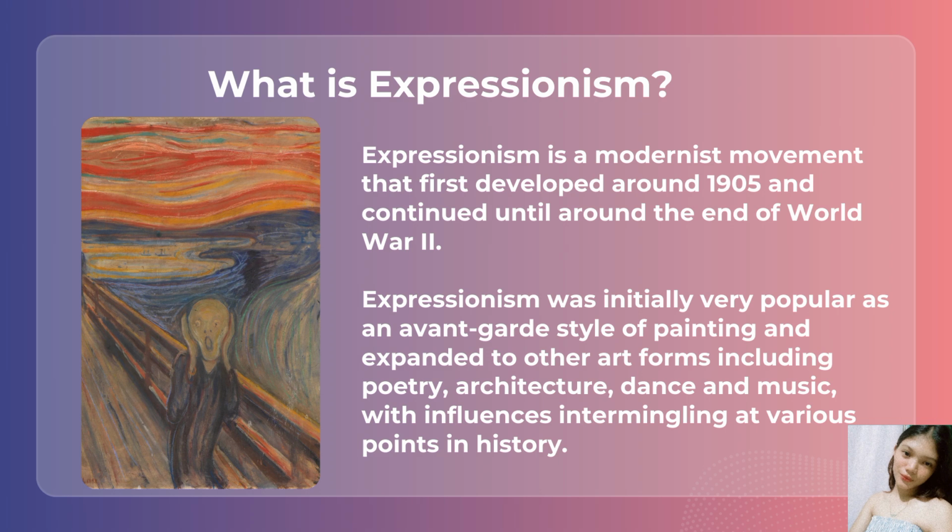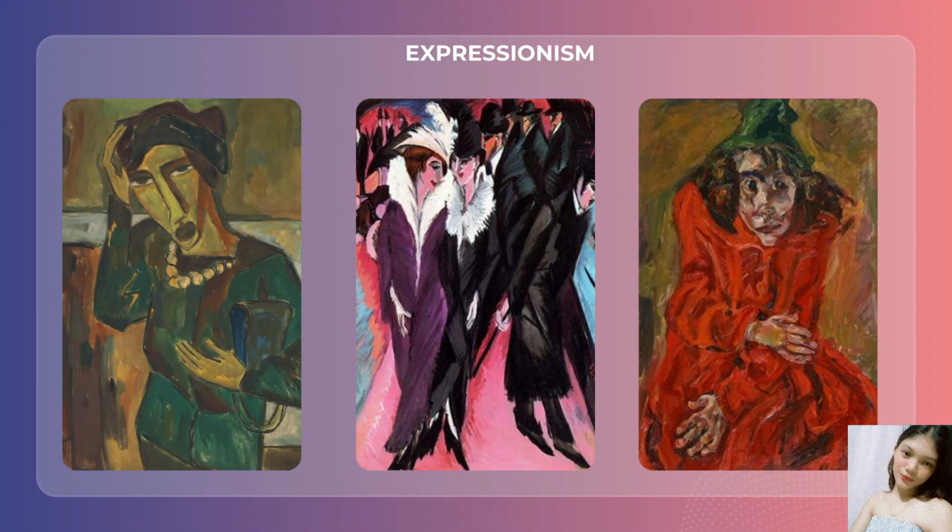Expressionism. What is Expressionism? Expressionism is a modernist movement that first developed around 1905 and continued until around the end of World War II. It was initially very popular as an avant-garde style of painting and expanded to other art forms including poetry, architecture, dance, and music, with influences intermingling at various points in history. Expressionism is an art style that emphasizes the artist's subjective emotions and responses to objects and events, rather than objective reality. The next slide is an example of Expressionist art.